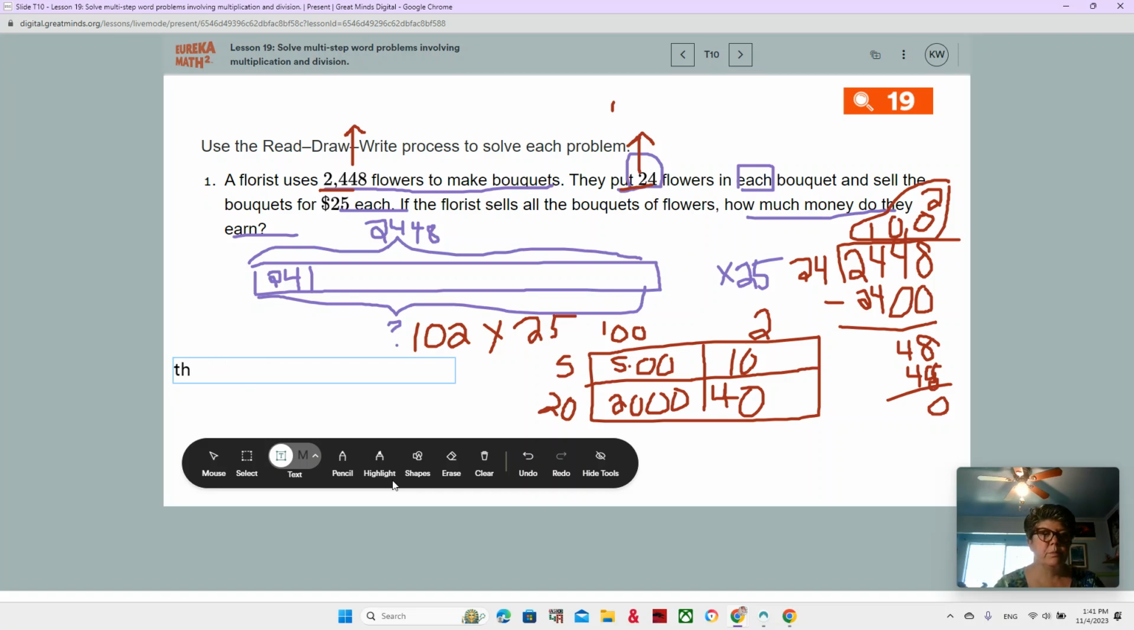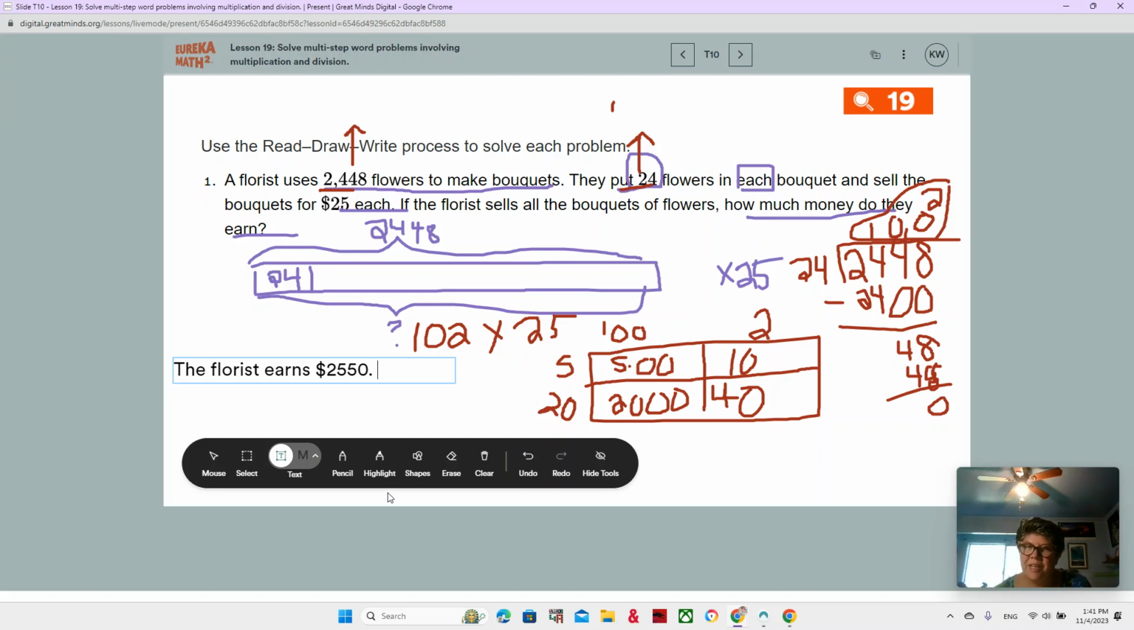The florist earns, just looking for my dollar sign, $2,550. All right, that's pretty nice. Yeah, make sure you have that written down. If not, go ahead and pause it.